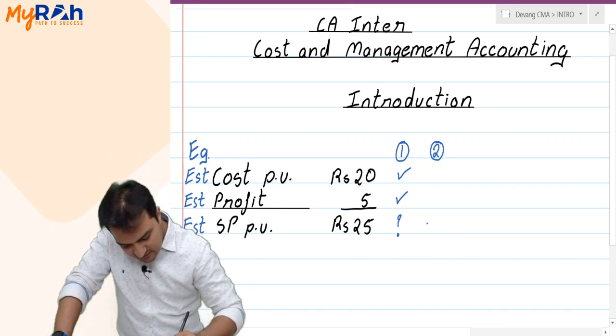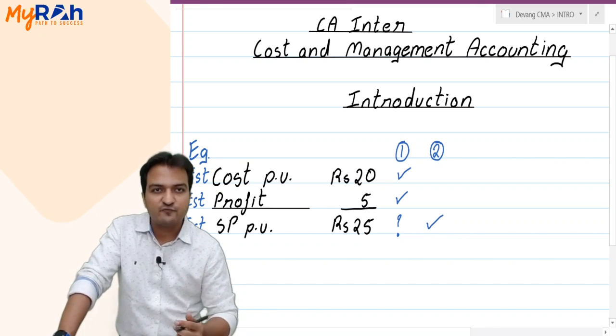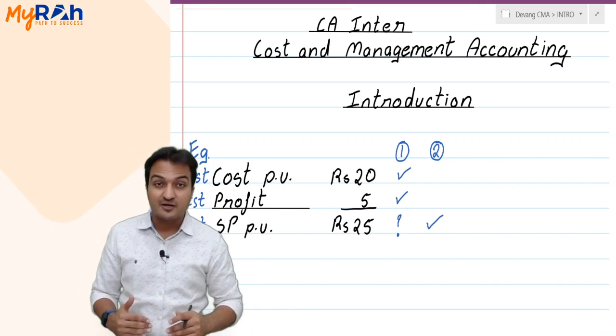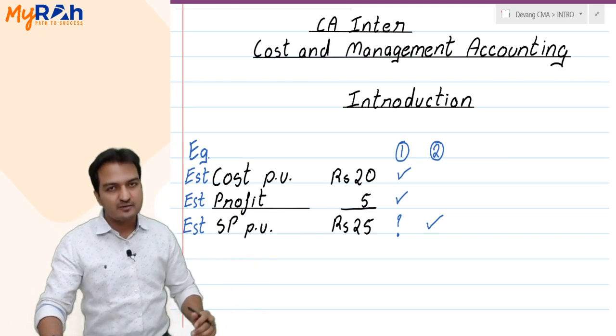I say that selling price is already fixed. Fixed by whom? Fixed by the market. Market forces of demand and supply. I don't have to decide my own selling price. I have to accept whatever is the market selling price.